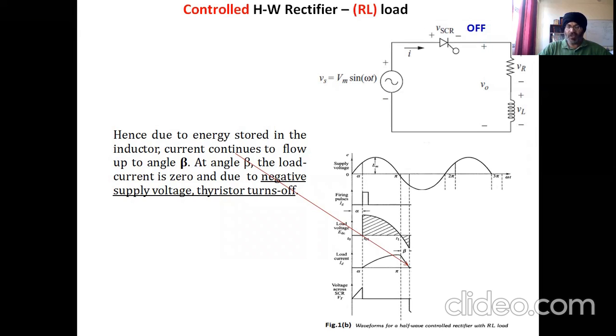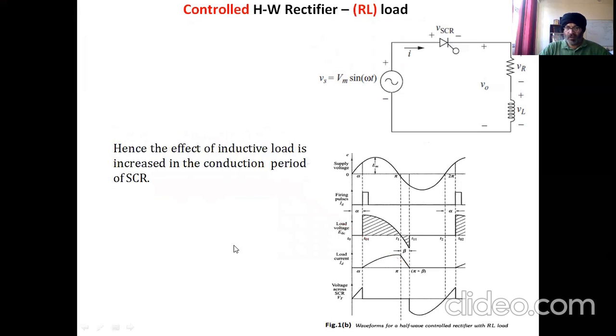So at omega t equal to beta, the current becomes zero, and now the thyristor turns off because it is not forward biased anymore. So at angle beta, the thyristor turns off, and when the thyristor turns off, no voltage will be applied at the load over here. So the voltage also becomes zero. And then it continues to be zero because the thyristor is still off, so there is no voltage at the load.